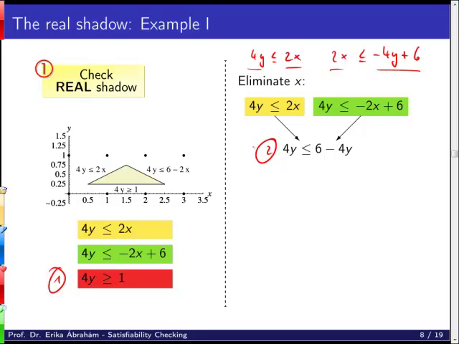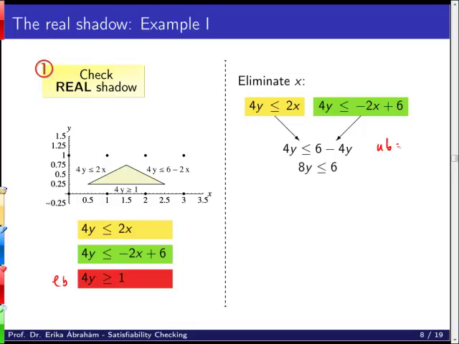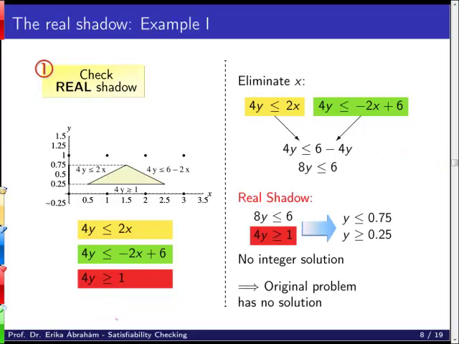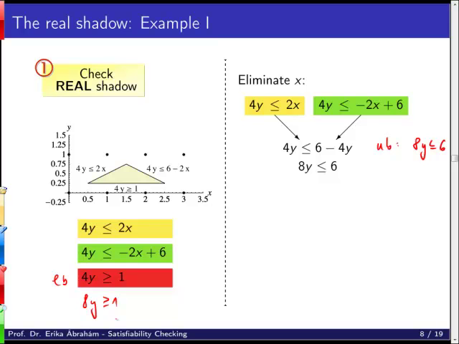So I also eliminate y. And if I do this, then here I have a lower bound. And from here I have an upper bound, namely 8y less or equal 6. So I will multiply this one by 2, and then I get the constraint, sorry, I go back, the constraint that 1 is less or equal 6.